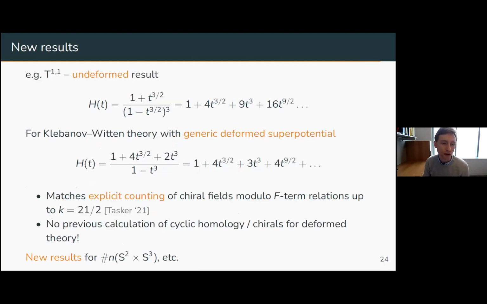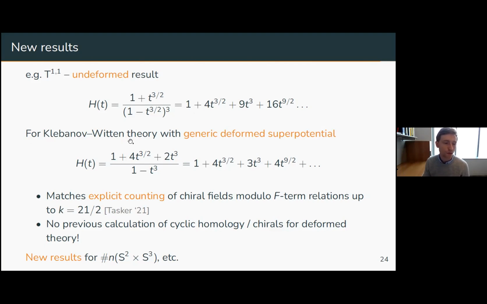You can also derive new results for field theories dual to deformed Sasaki-Einstein backgrounds, such as T11. T11 is just a U1 bundle over P1 times P1. The field theory is known. It's the Klebanov-Witten theory with an SU2 times SU2 global symmetry. And in the undeformed case, the Hilbert series that counts this tower of chiral operators, this tower of KK modes in the supergravity, is just given by this result here.